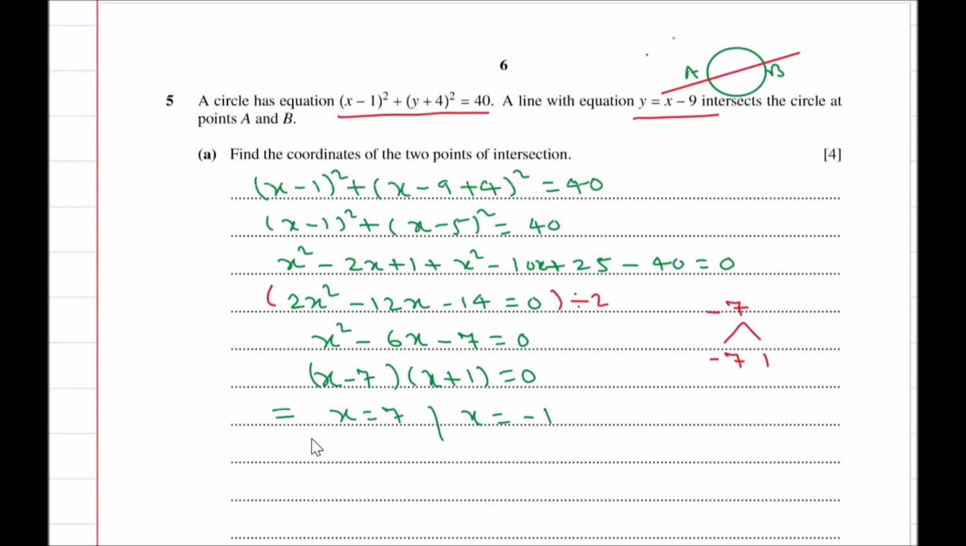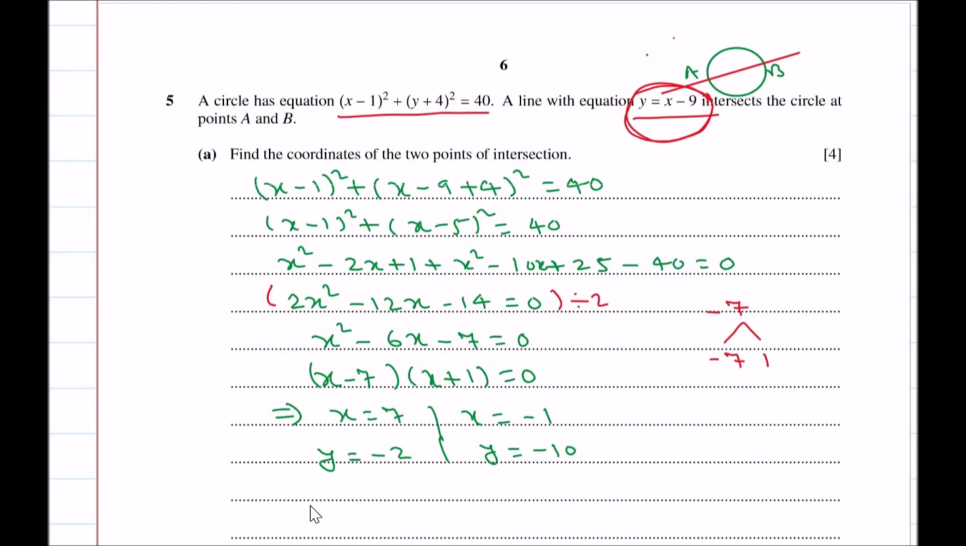Now when x equal to 7, we can find y. So y equal to x minus 9 we have. So 7 minus 9, that is minus 2. And here we have minus 1 minus 9, that is minus 10. I found this from the equation of the line. If you substitute the x value, we get that value. So points A and B.